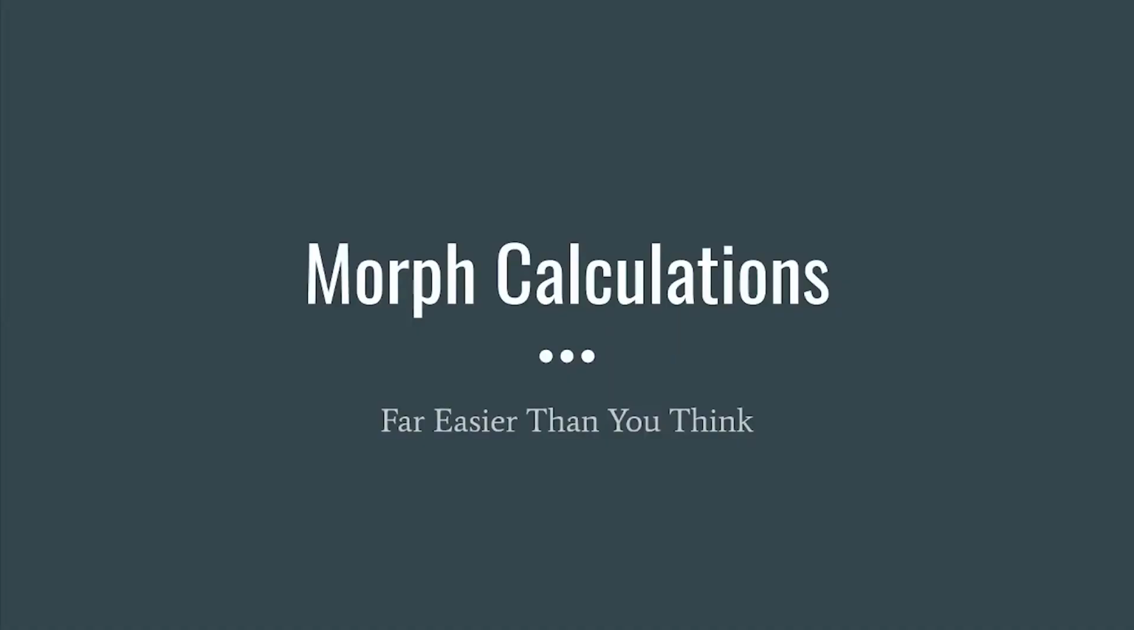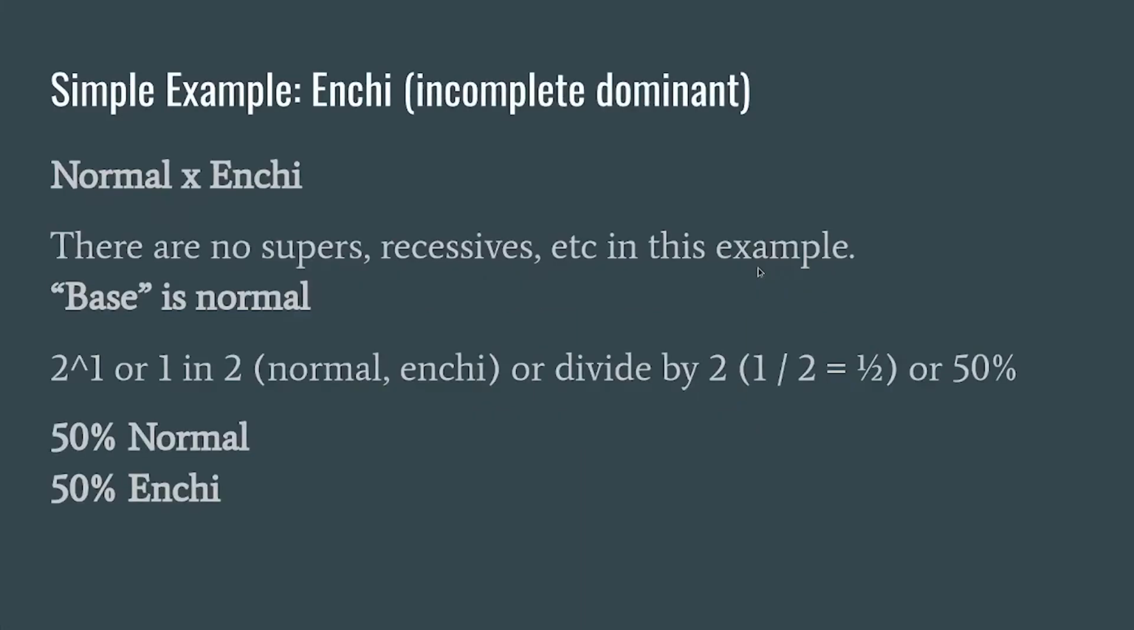It's all identical. So since some people will probably benefit a little bit more from reading this, we're going to go ahead and run through some calculations. Good old PowerPoint, right? So the most simple example, we're going to use inchy again. This is an incomplete dominant, and our pairing is going to be normal and inchy. There are no supers, recessives, or anything like that in this example. As mentioned, base is going to be normal. So using the method that I like to use, it's 2 to the power of 1. So that's 1 in 2 are going to be inchy. I'm done. That's all there is to it.